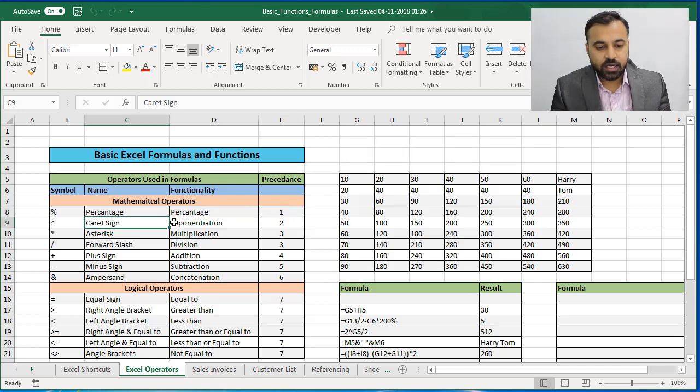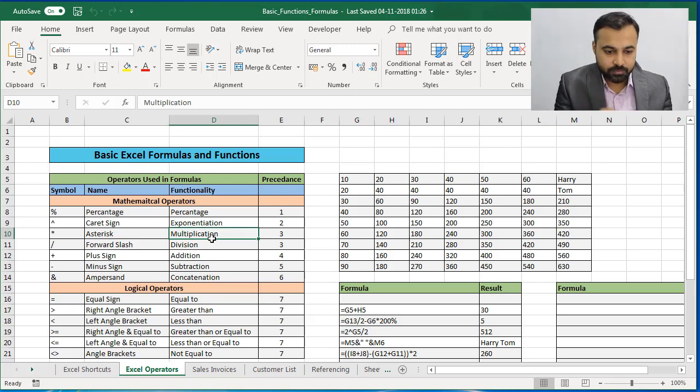Next is the caret sign, that is exponential. Exponential means 2 raised to 2 is 4, 2 cube is 8. So that is called the exponential sign, and it is represented by a caret sign. This is the sign. Next is asterisk. Asterisk is multiplication. Its precedence is 3rd, and this is the symbol.